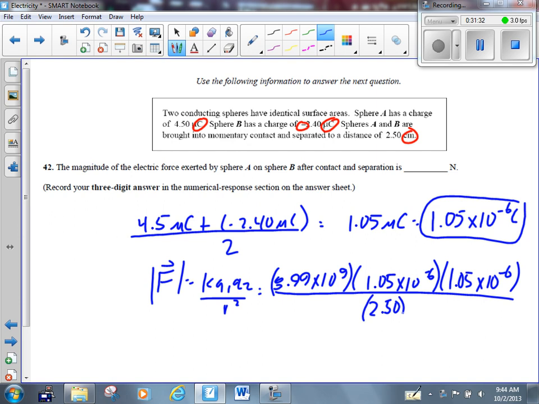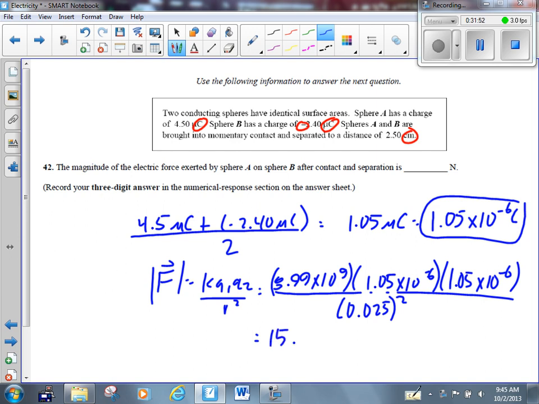Is that right? No, what's wrong with that? It's in centimeters. We got to convert it to meters. We're not going to forget that because we circled it. 0.0250 meters. We square that. And I think when we do that, I think we get 15.9. Is that right?